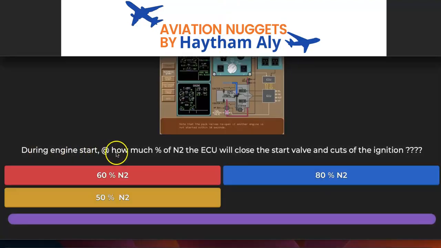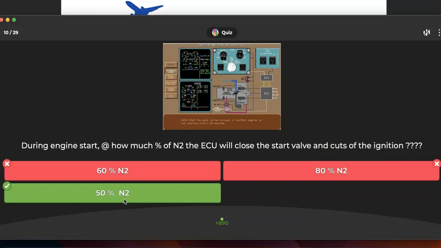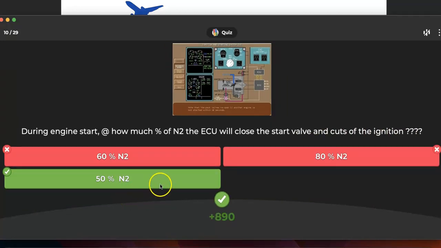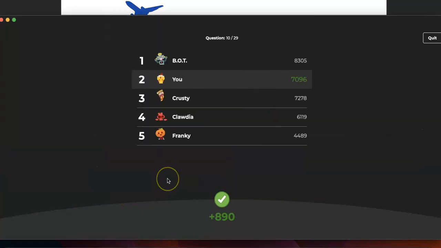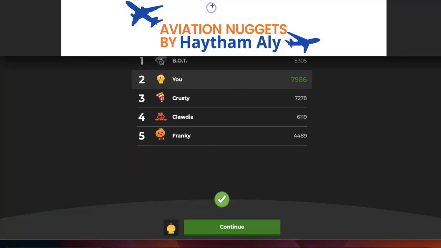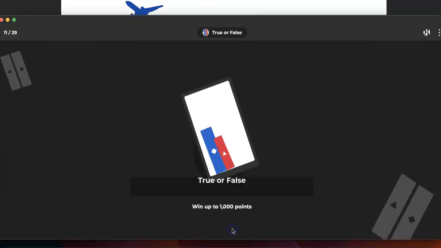During engine start, at what percent of N2 will the ECU close the start valve and cut off the ignition? We just said it: 50% N2. At 50% N2, the ECU will close the start valve and cut off ignition.